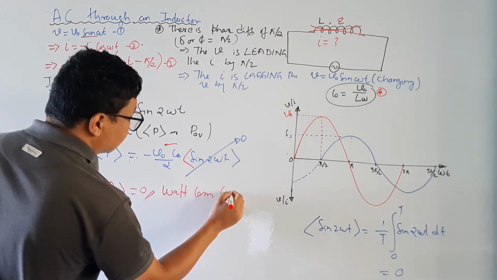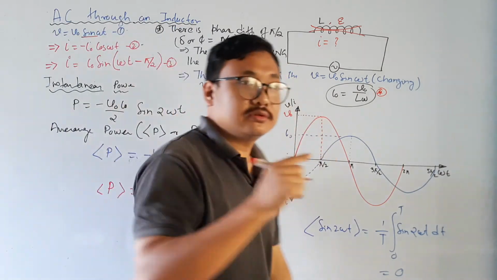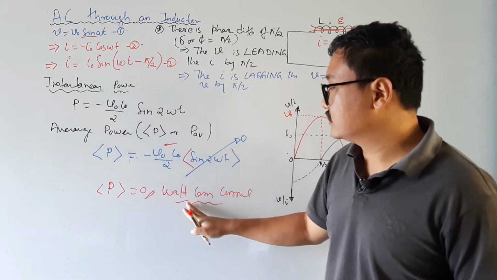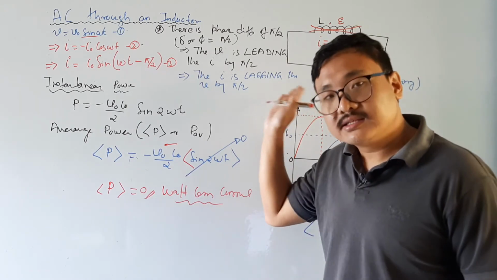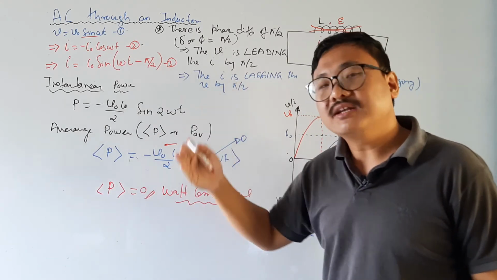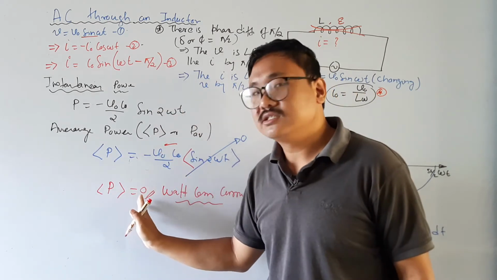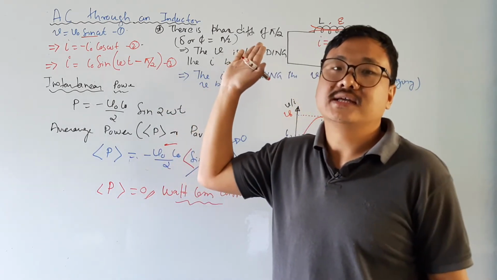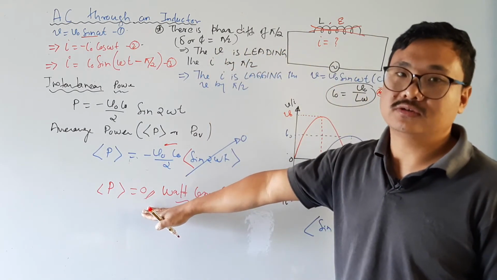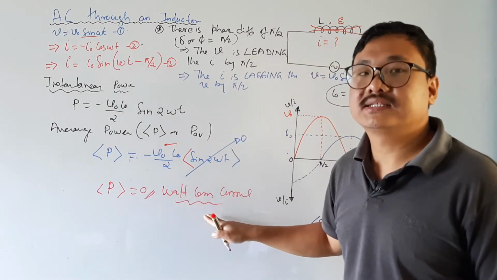Wattless current. So, what is wattless current? Though there is flow of current, the average power is 0. Therefore, this kind of current is called wattless current. There is current, but the power is 0. In real life, it must consume some power, but we are getting 0 because we have not considered the resistance. Therefore we got power equal to 0. In this case, that current is called wattless current.